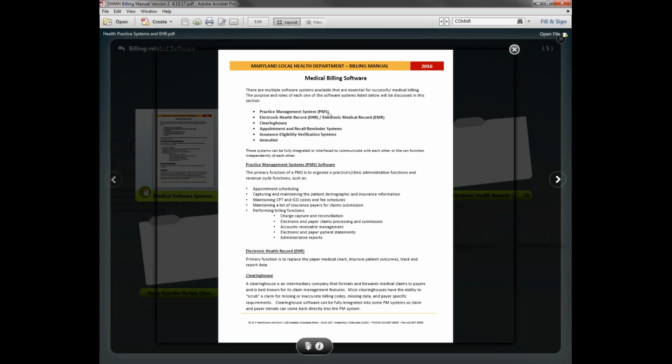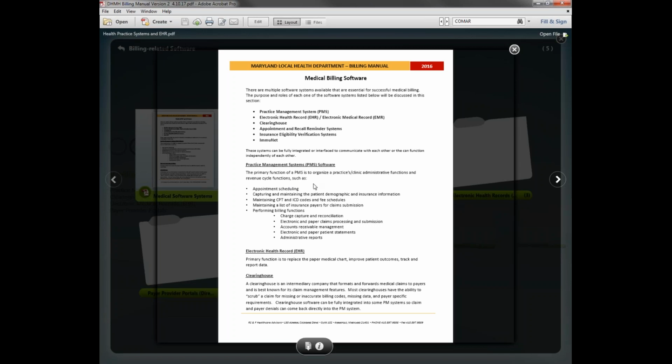As you can see, there's the practice management system, the electronic health record, the electronic medical record, the clearinghouse, any appointment and recall reminder systems, insurance eligibility verification systems, and Immunet. The practice management system, often referred to as PMS, the primary function of the PMS is to organize the practice's clinic, administrative functions, and revenue cycle functions.